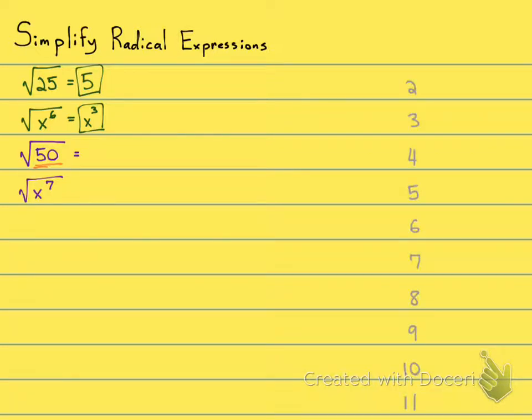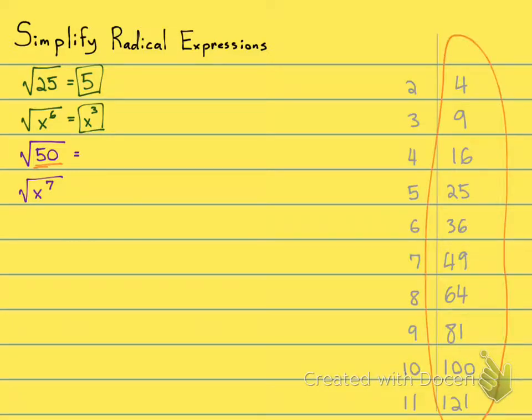So on the right-hand side, I've listed some numbers, 2 to 11, and now I'm going to make a column with all of their squares. So when we're looking at the square root of 50, do you see any of these perfect squares that would divide into 50? And there it is, 25. 25 goes into 50 2 times. So what we can do is we can split up 50, and we can call it 25 times 2.